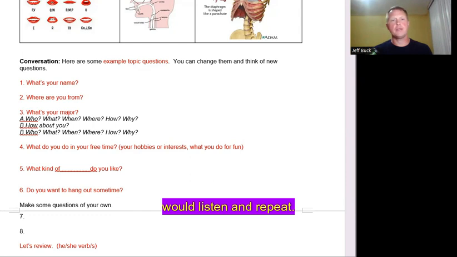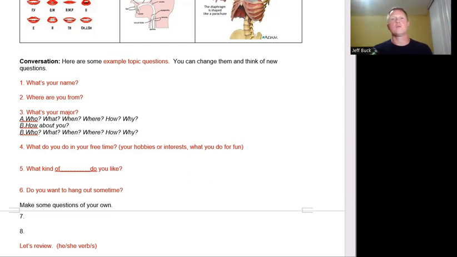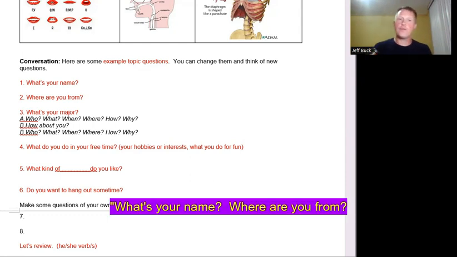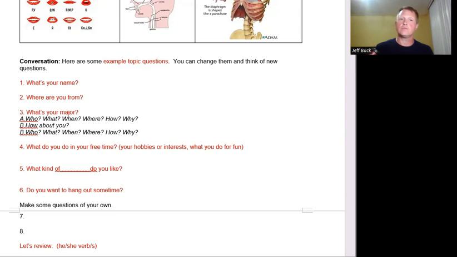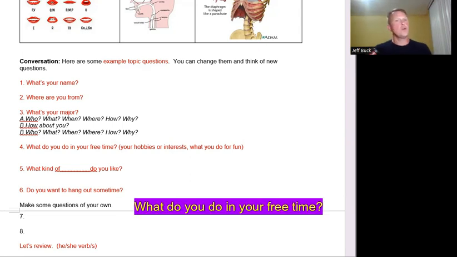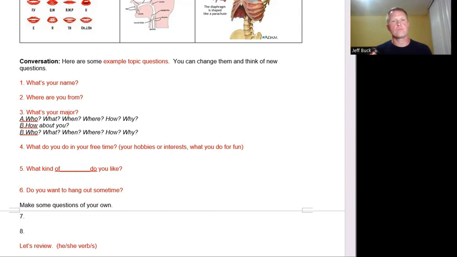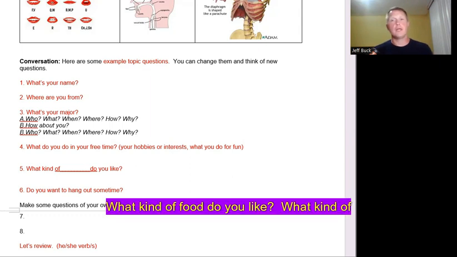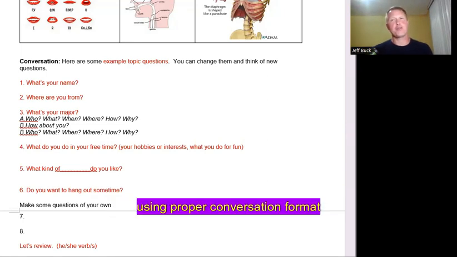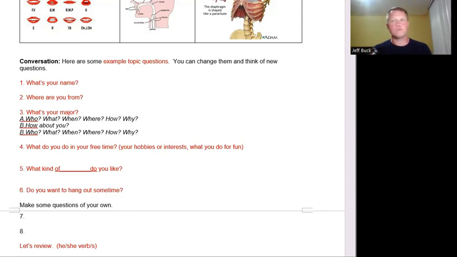They would listen and repeat. "What's your name? Where are you from? What's your major? What do you do in your free time? What kind of food do you like? What kind of movies do you like? Do you want to hang out sometime?" And then they would practice the questions with their partners, again, not using proper conversation format in most, if not all cases.